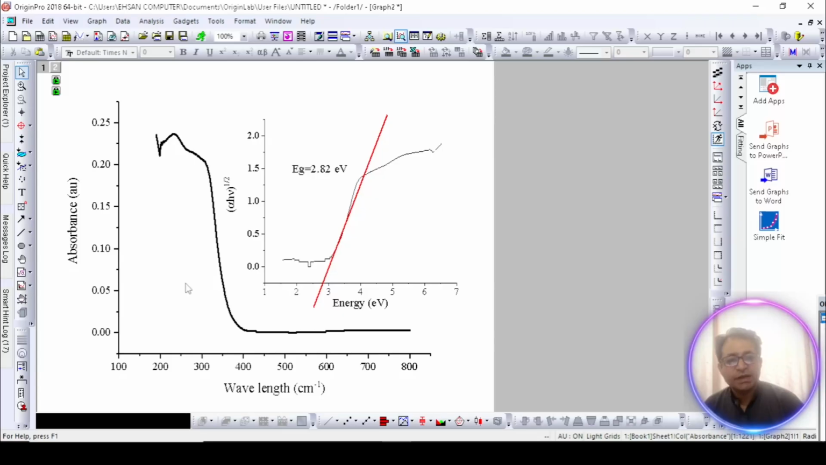Hopefully now you understand how to measure and how to estimate the direct and indirect band gap from the UV visible spectrum or UV visible absorption data, and how to report it in your thesis or in your paper.